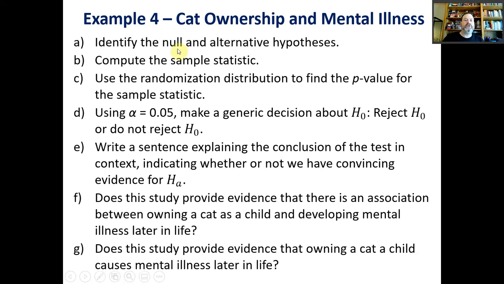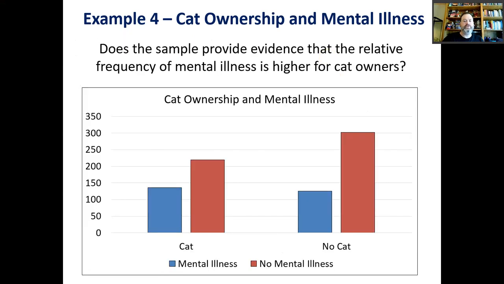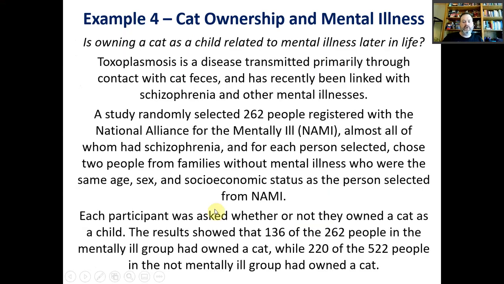All right, null and alternative hypotheses. So we saw earlier, if you go back, we can see that we have 2 groups. So we have a categorical explanatory variable. We can see the response variable is categorical as well because it's mentally ill or not, owned a cat or not. That's 2 categorical variables. So our sample statistic is p hat 1 minus p hat 2.